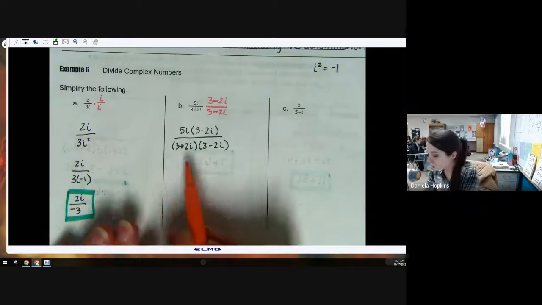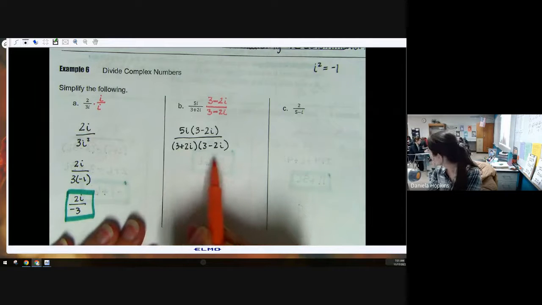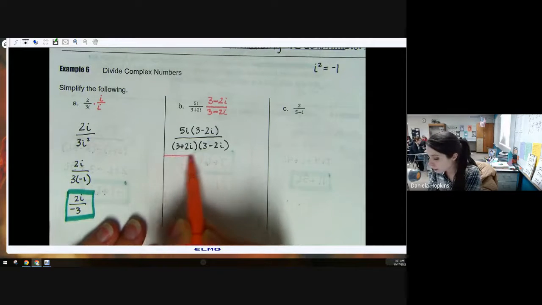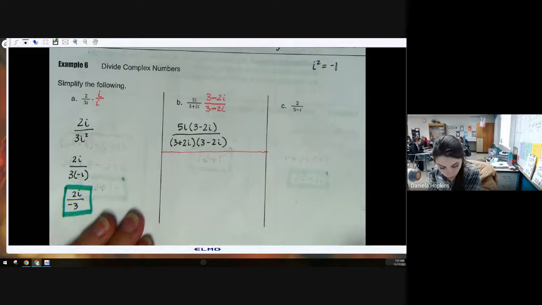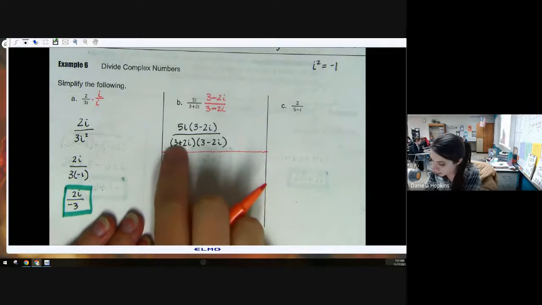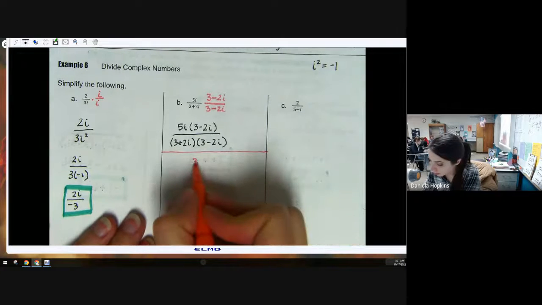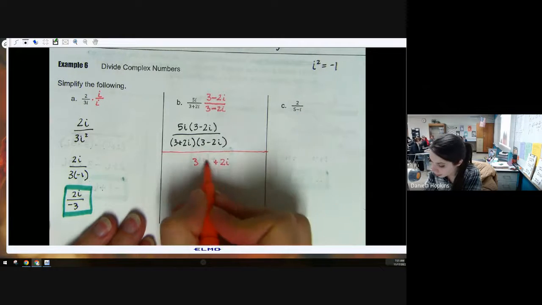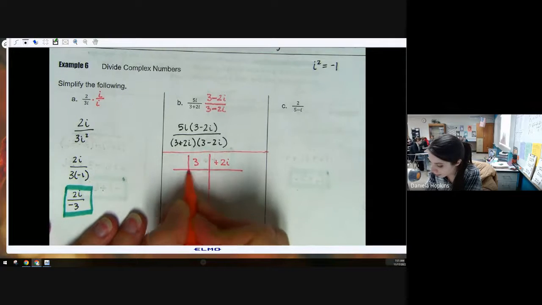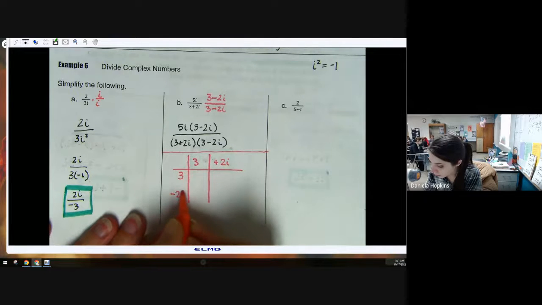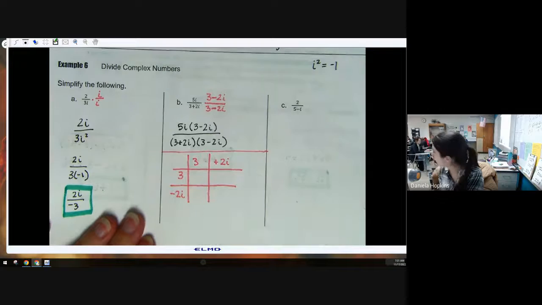I showed you guys the FOIL method and the distribution method yesterday. I forgot about the box method, so I just want to add a little space here. I'm going to show you the box method now. Remember the box method was where you take this part, so you do the 3 plus 2i, and then you multiply it by this one, which was 3 minus 2i. Do you guys remember seeing this layout?